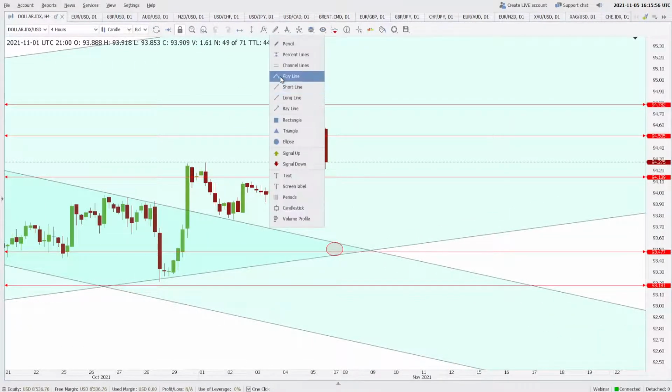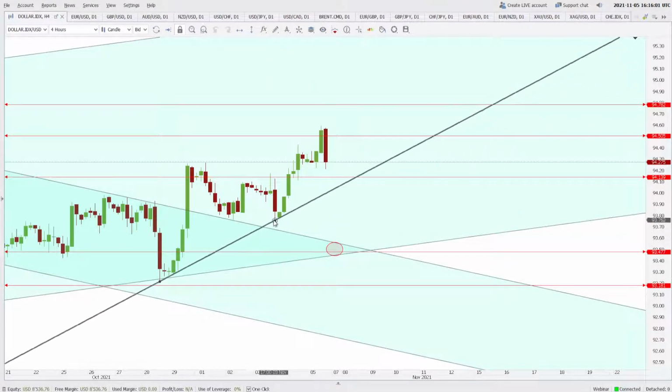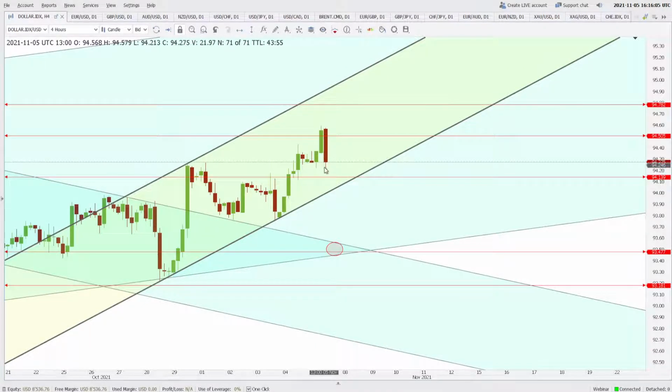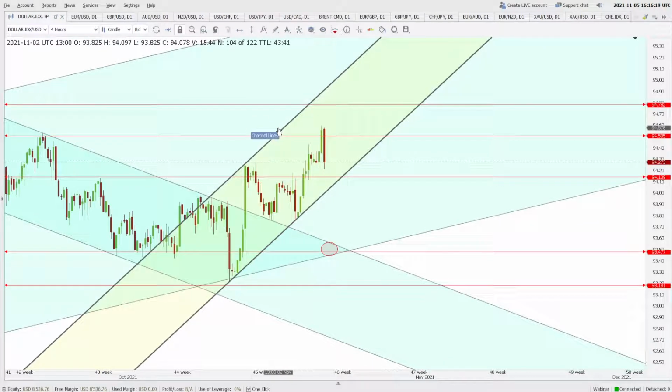Also, we can join these two lows here and create a channel, and when this channel's low is tested by the index, it will give some support to the index, and maybe it can push it again back above 94.50, or even further maybe to 94.78. So this is the scenario now with the US dollar.